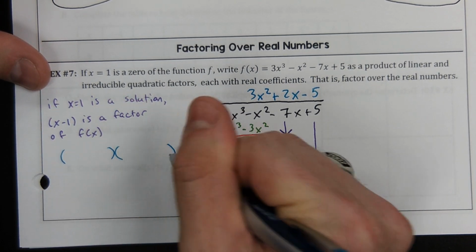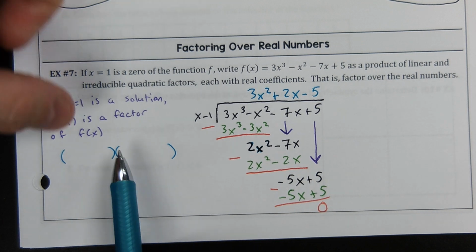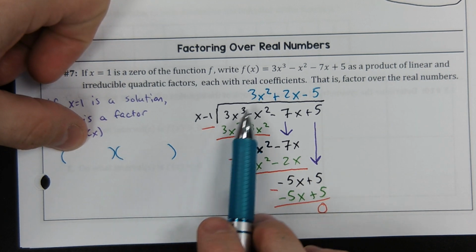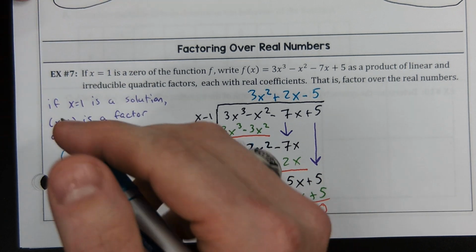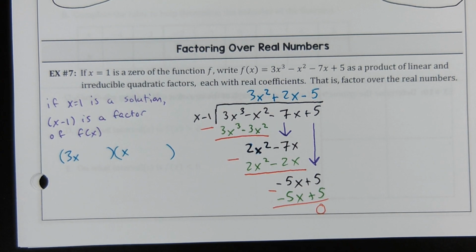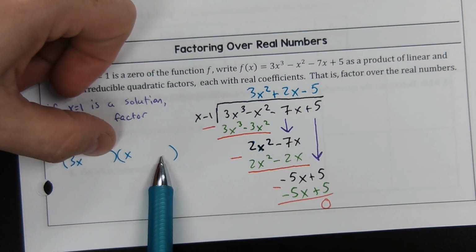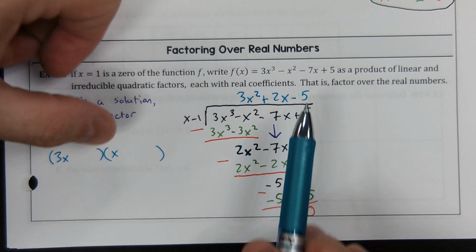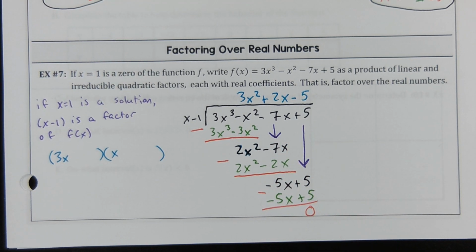I know it's going to be 2 sets of parentheses. I know the 2 front terms multiply to a 3x squared. That forces one of them to be a 3x and the other to be an x. I know the back numbers multiply to negative 5. That means I have a positive and a negative. I have a 1 and a 5. Now, which symbol goes where and which number goes where? I don't know. Time to guess and check.